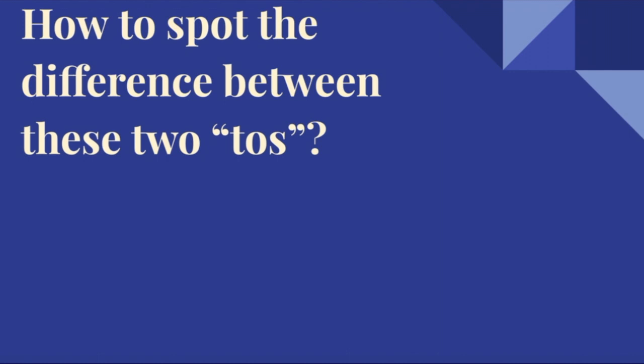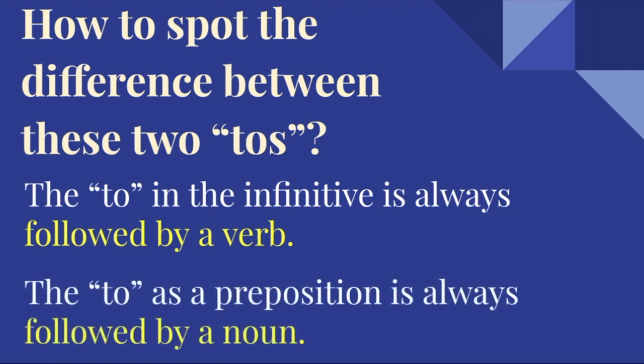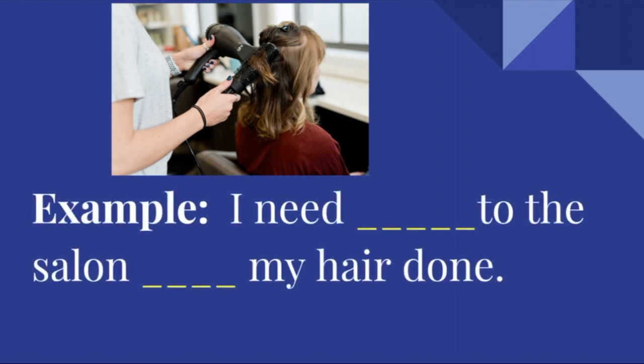How to spot the difference between the 2 to's? So the preposition and the infinitive. The to in the infinitive is always followed by a verb. And the to as a preposition is always followed by a noun. So that's important to memorize, right? Infinitive, always followed by a verb. To as a preposition is always followed by a noun. Let's look at this sentence again. I need to go to the salon to get my hair done.